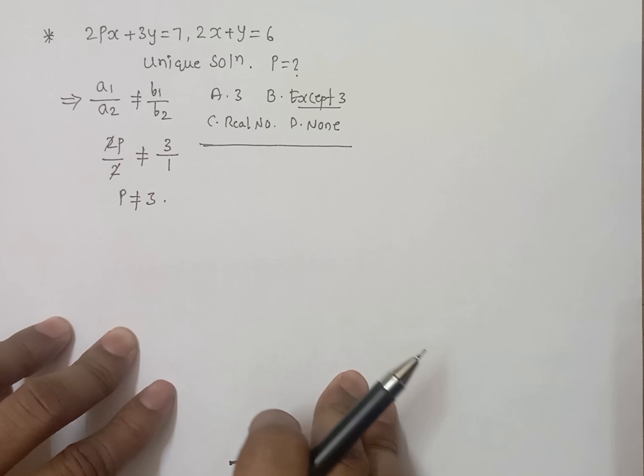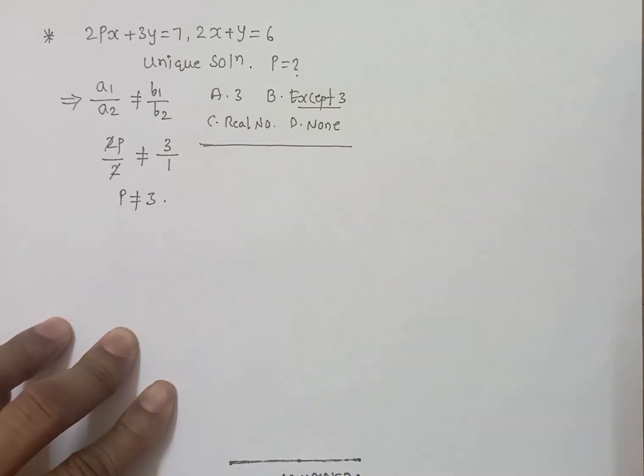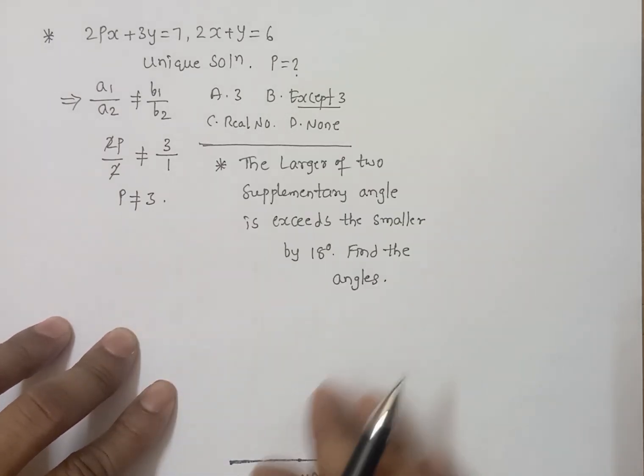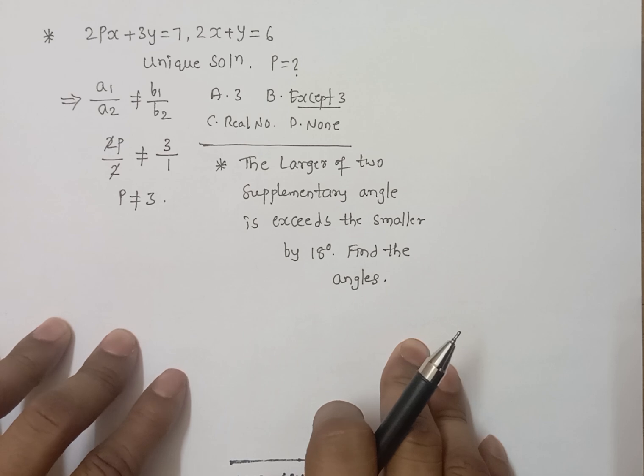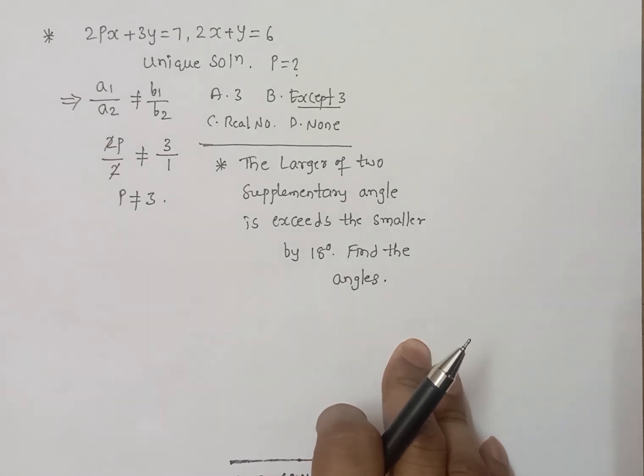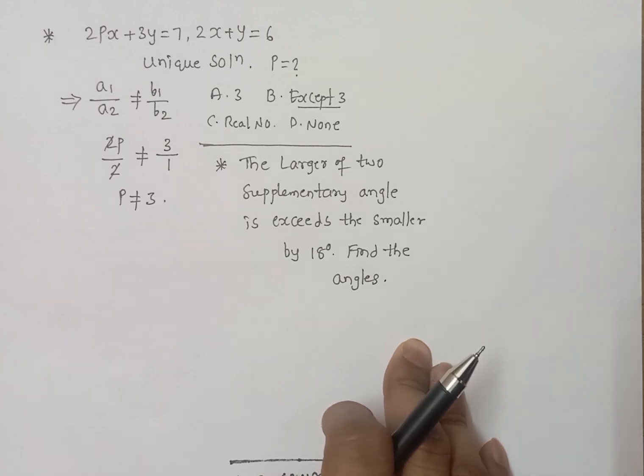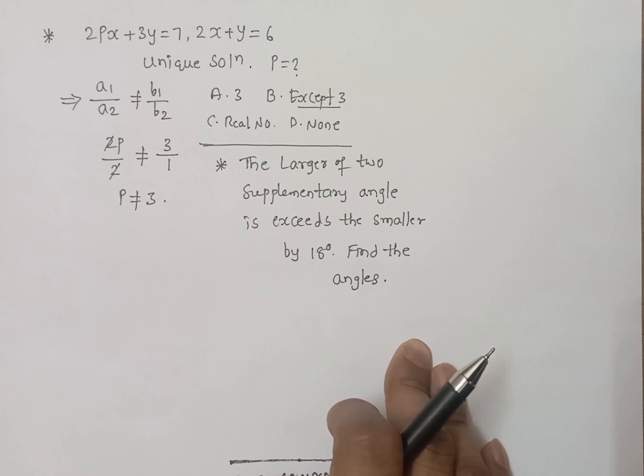Let me consider one word problem. I'll write the question here. It is mentioned that the larger of two supplementary angles exceeds the smaller by 18 degrees. Find the angles. For these questions, you can go from the options also, like we have to check, but here there will be tricky answers.